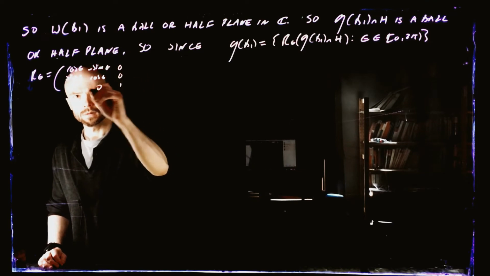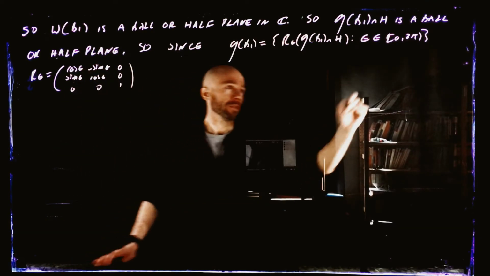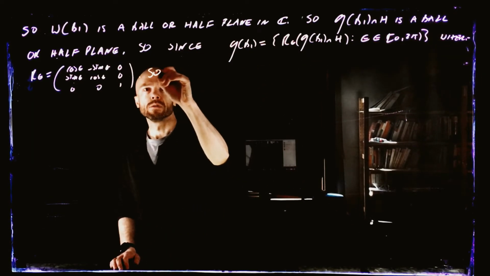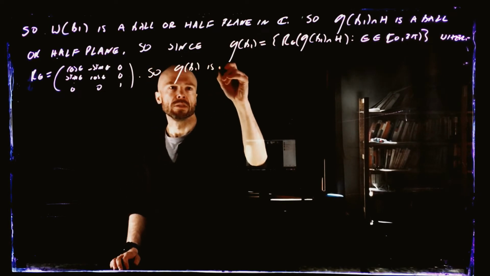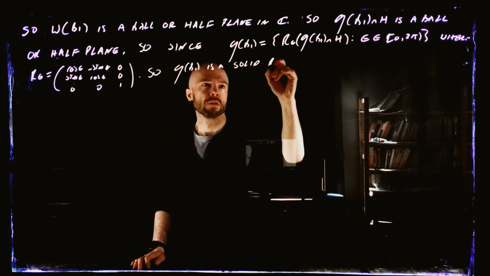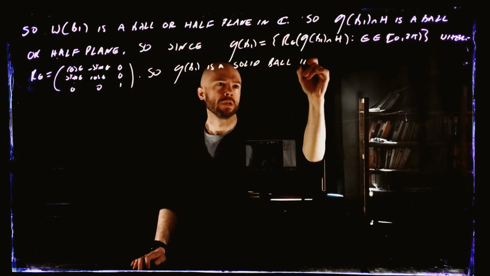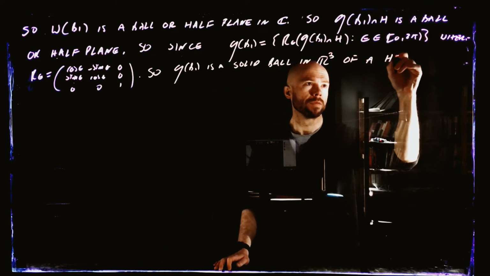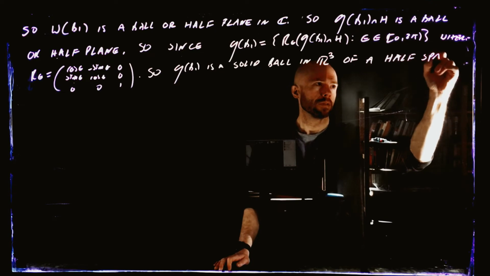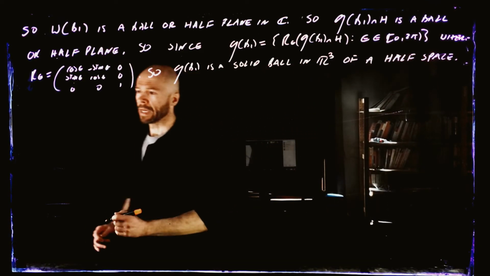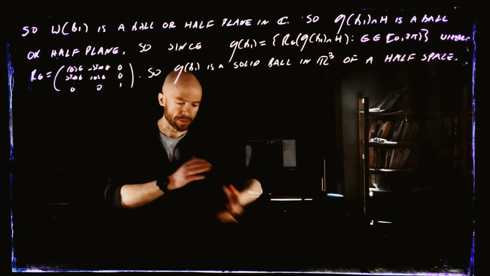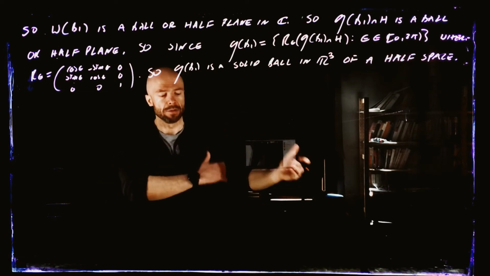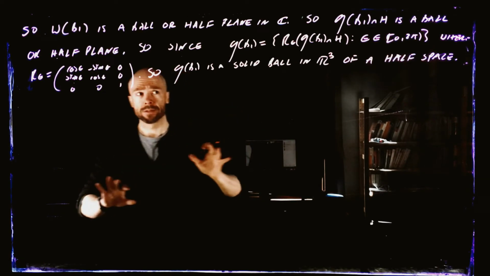0, 0, 1, 0, 0. So G is a solid ball in R3 or a half space. And the other parts of this Mobius mapping, the reflection through a coordinate axis, E1, this mapping I call the I, the conformal matrix M, all of those things don't change the shape.